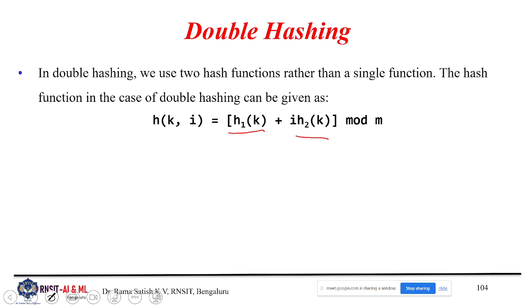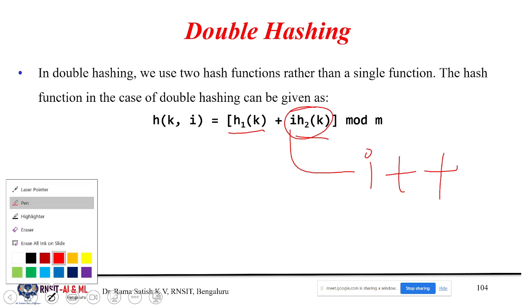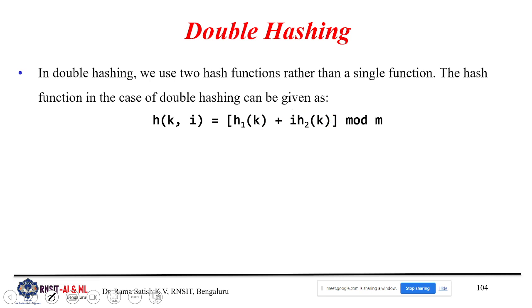Sir, how can you say that? Remember, the i value will be 0 for the initial value. If there is a collision, i gets incremented. When i gets incremented, automatically the second hashing function gets its importance, and it will be added to the first hashing function, and it will find the next location. If there is a collision again, the i value increments to 2, then 3, then 4, and like that it proceeds further.